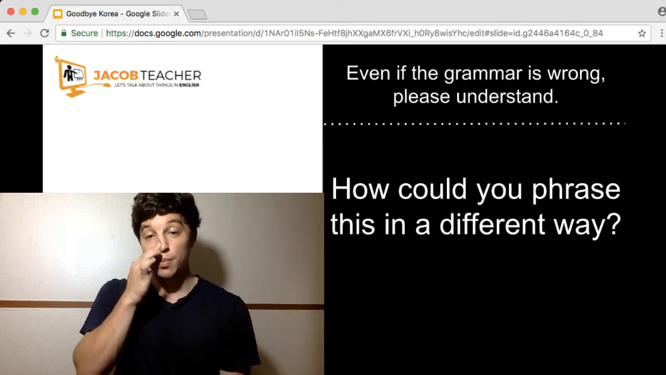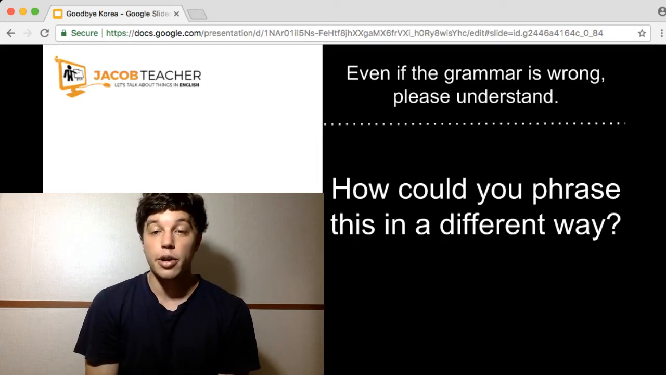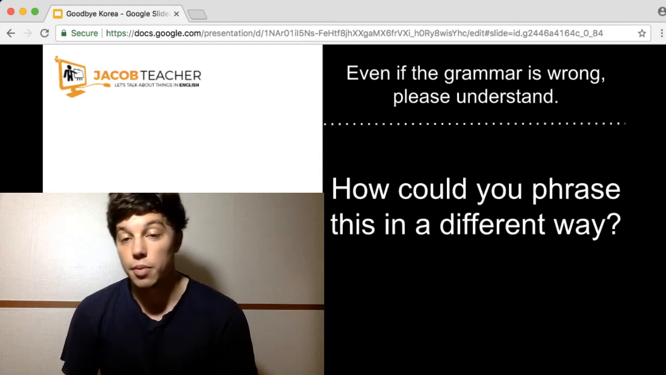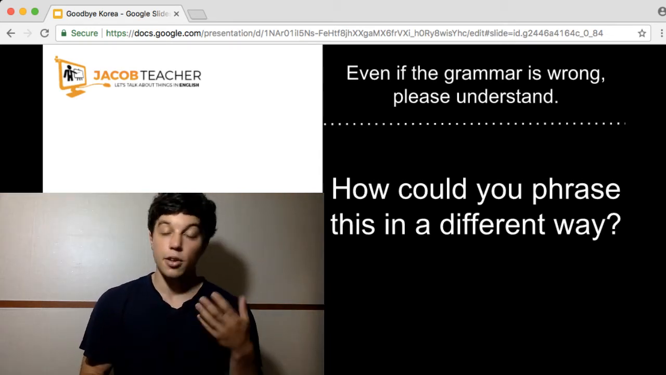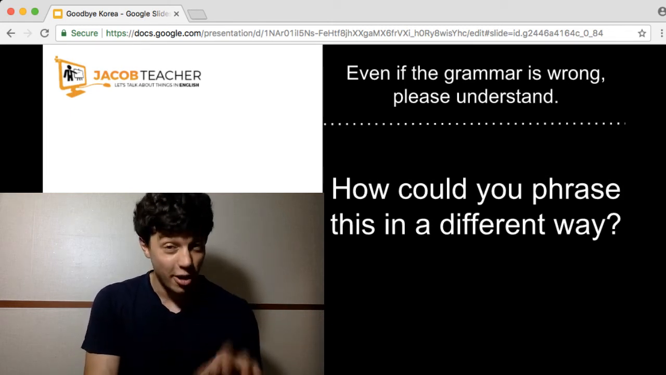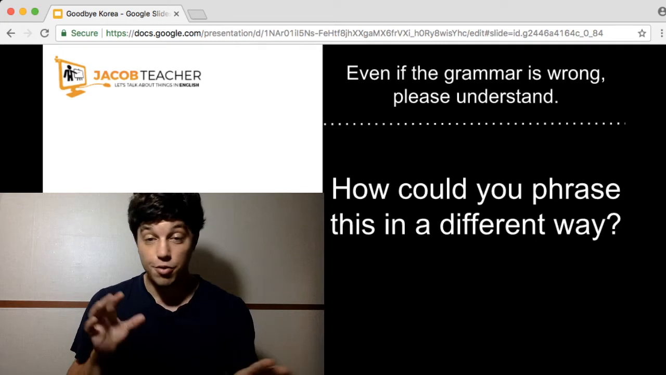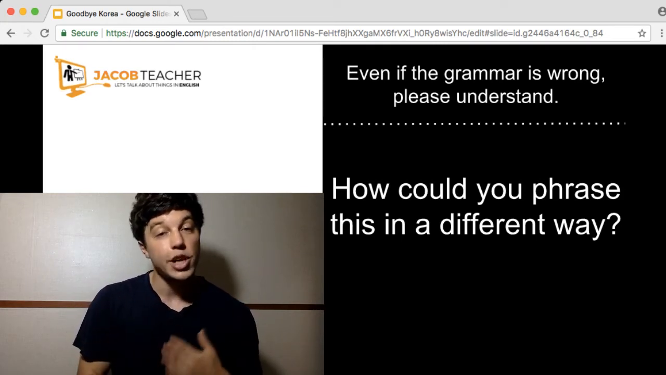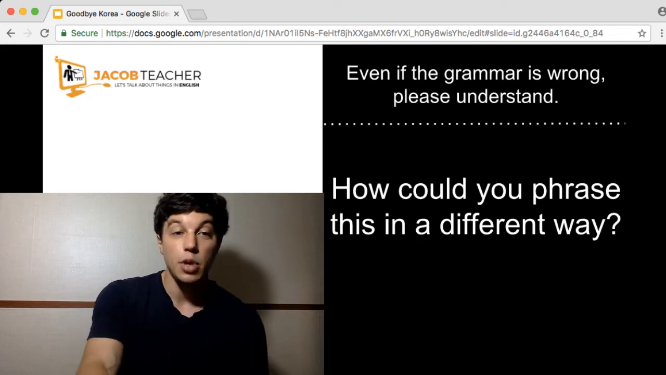Let's keep going. Last one. Even if the grammar is wrong, please understand. So how could you phrase this in a different way? Again, no right answers here, or an infinite number of potentially right answers. Feel free to change the wording. Feel free to play with the language however you want. Be creative.